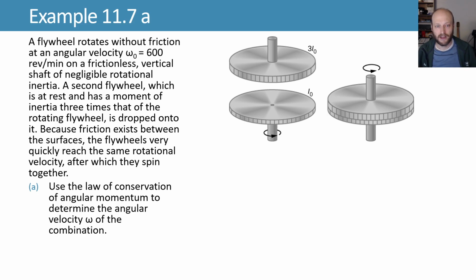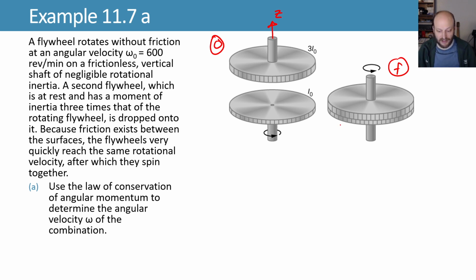Let's use conservation of angular momentum to consider the behavior of these flywheels. We have a flywheel rotating without friction at an initial angular velocity of 600 revolutions per minute on a frictionless vertical shaft. We'll call this our initial situation. Let's call this my z direction. And then a second flywheel, which is at rest and has a moment of inertia 3 times the initial, is lowered and comes into contact, and then there's friction between them.